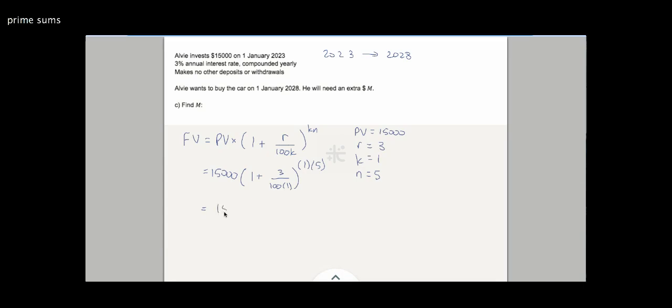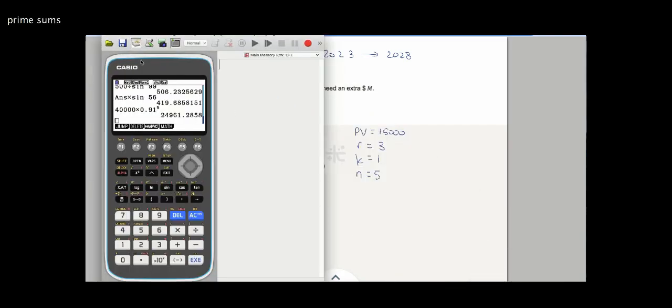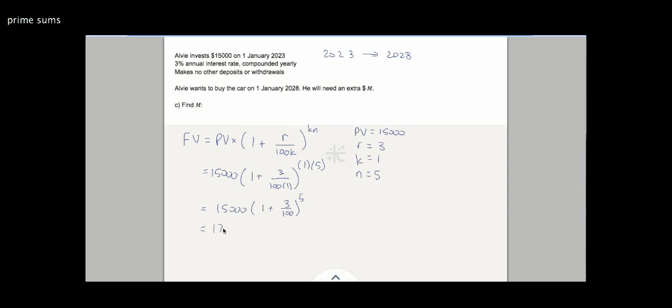And we can find this in the calculator. Let's just simplify this a little bit. So this is going to be 15,000 times 1 plus 3 over 100, and then to the power of 5. Let's go to our calculator. 15,000 times 1 plus 3 divided by 100, close parentheses, to the power of 5, and we get $17,389.11.